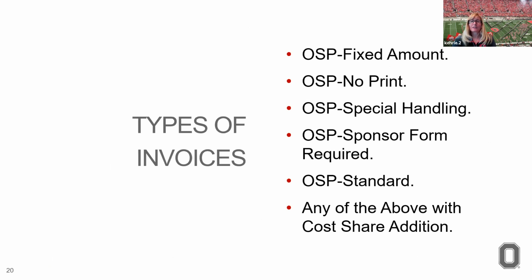OSP fixed amount is most commonly used with our prepaid or installment billing in Workday. The no print is typically going to be used when we do a letter of credit bill, but we may find some other circumstances to use this type of invoice. OSP special handling is when the sponsor requires backup to be sent with the invoice, or we're sending the invoice to multiple addresses. OSP sponsor form is just that. They require a form to be completed with the invoicing information, and we comply with that.